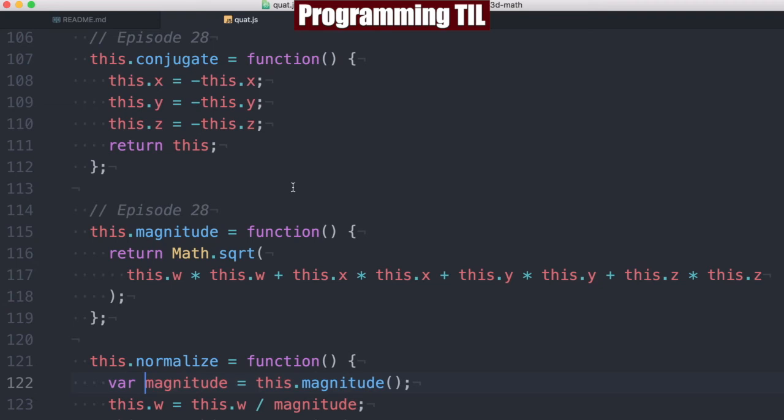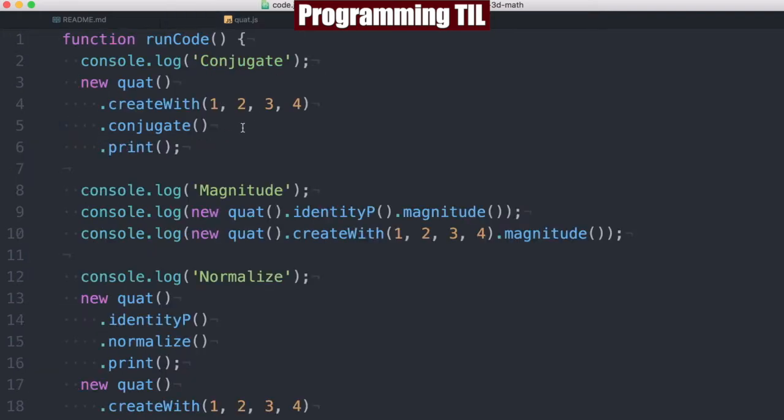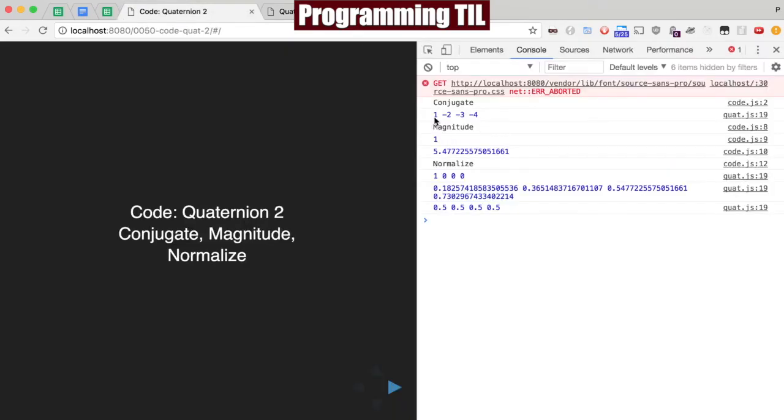So if we want to go ahead and jump over to our code, we can just look very easily and see the vector portion is being negated. And when we go ahead and run this, obviously you can see that portion is being negated there.